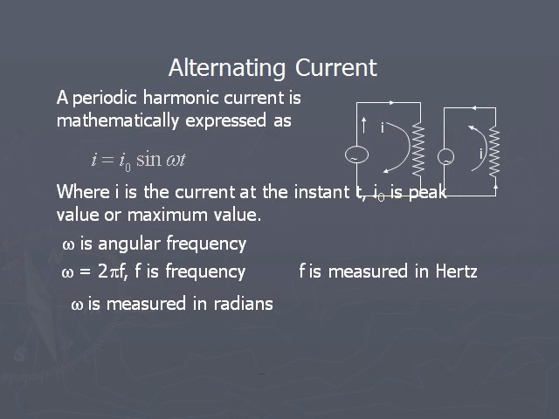Omega is called angular frequency and it is given by the relation 2 pi f, where f is the frequency. f is measured in Hz, omega is measured in radians per second. We know that the frequency f is equal to 1 by T, where T is the period. T is the time interval in which the current passes in both the directions. Here the period T is equal to 0.02 seconds and the frequency f is equal to 50 Hz in household current.